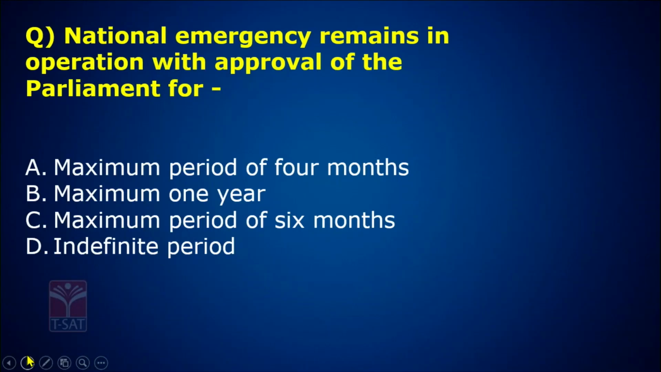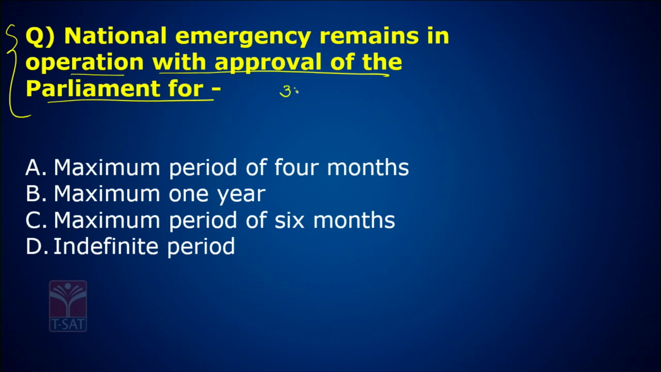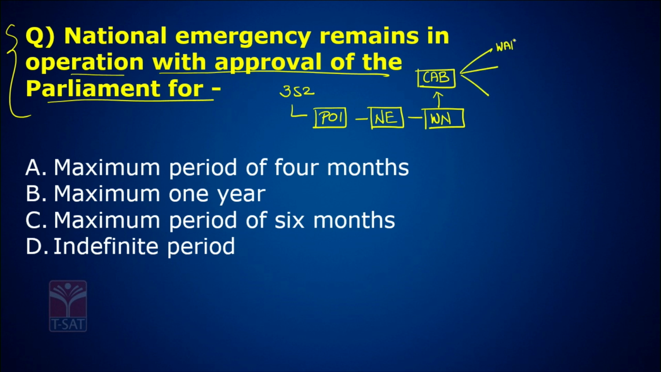National emergency remains in operation with the approval of Parliament for a period of? Look at the screen. I told you before, let me tell you again. As per Article 352, the President of India has the authority to proclaim the national emergency when the President receives a written notice signed by the Cabinet. Now, the Cabinet will send a written notice in case of war, external aggression or armed rebellion. I just told you this.